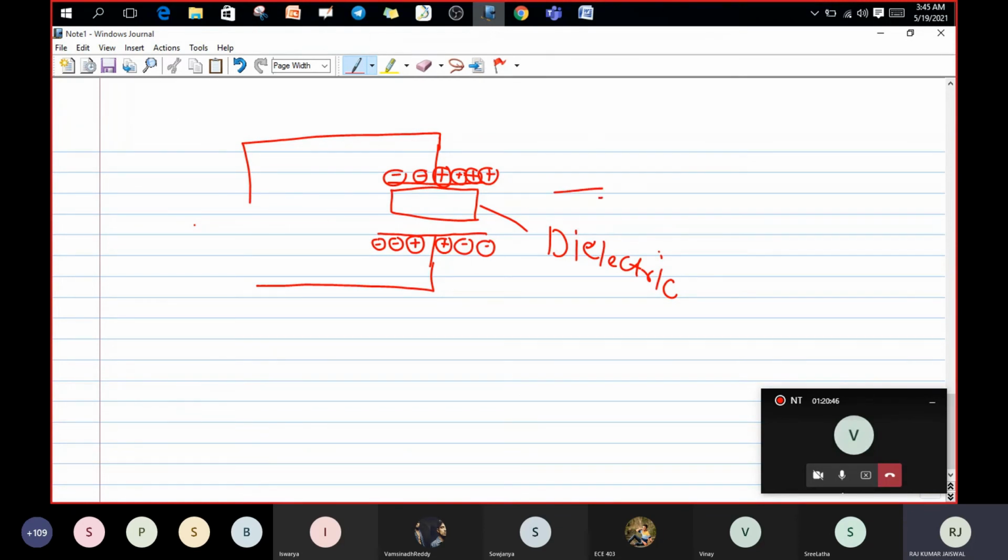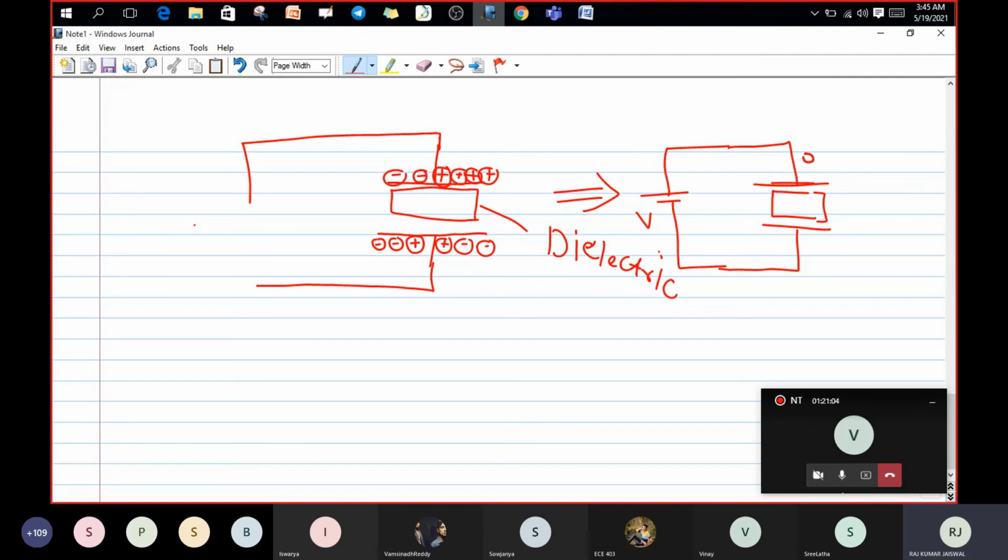After some time, what is happening? I am going to apply the supply, because before it was discharged. After that, I am going to charge it. Before that, this situation is there. After applying the battery, what is going to happen?